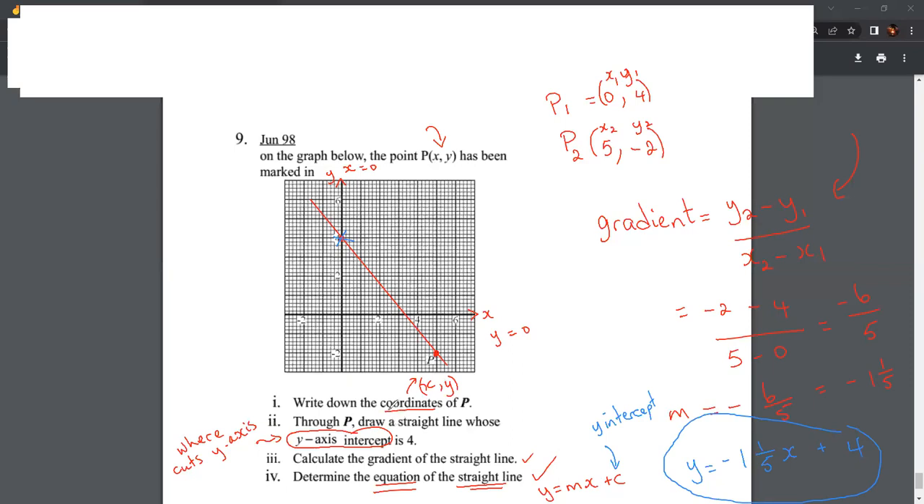The only thing that changes along the line is the values of x and y as we move from one point to another point.